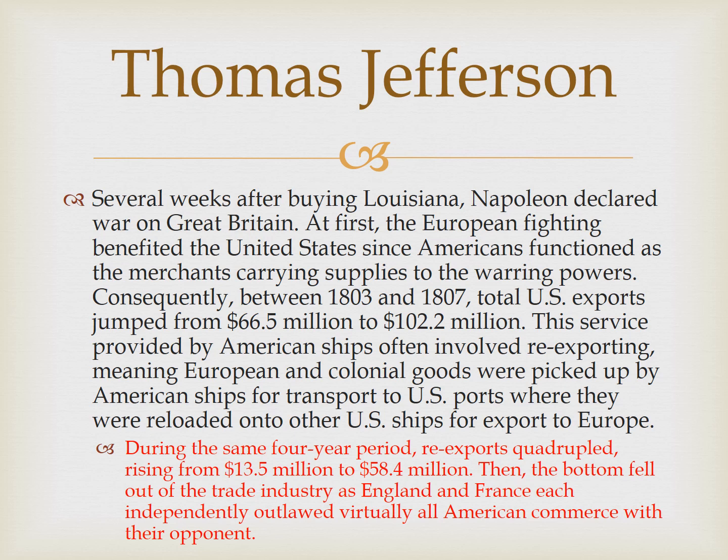It says, consequently, between 1803 and 1807, total U.S. exports jumped from 66.5 million to 102.2 million. This service provided by American ships often involved re-exporting, meaning European and colonial goods were picked up by American ships for transport to U.S. ports, where they were reloaded onto other U.S. ships for export to Europe. It says during the same 4-year period, re-exports quadrupled, rising from 13.5 million to 58.4 million.